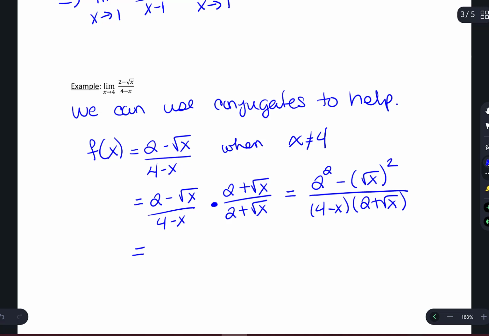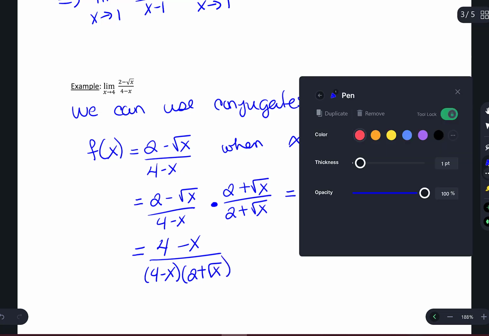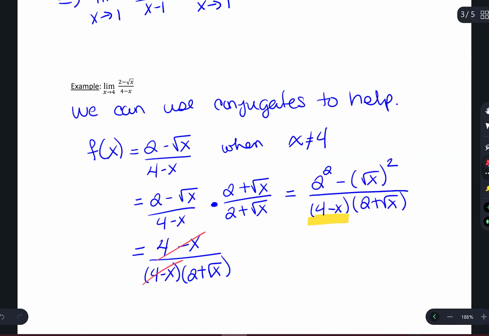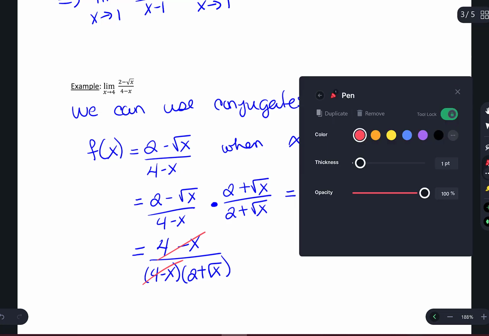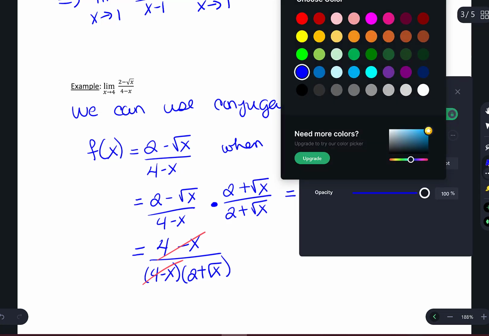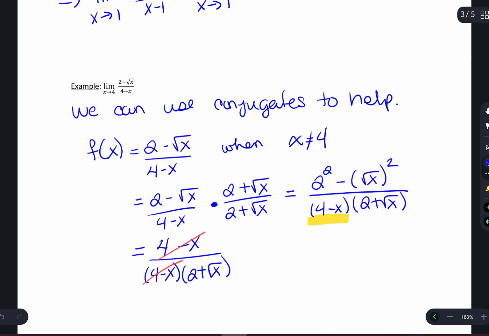So notice here in the numerator, this is going to end up being 4 minus x. And remember, since I didn't multiply out that denominator, I've got a 4 minus x here, divided by (4 minus x) times (2 plus the square root of x). And so again, I'm going to end up with some cancellation. So those are going to cancel out. And so this is going to end up being equal to 1 over 2 plus the square root of x.